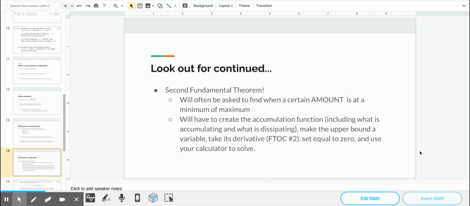The second fundamental theorem is going to come into play here. Whenever we are creating or dealing with an accumulation function, and again, an accumulation function is an integral with an upper bound that is a variable, usually x, we're almost always going to have to take the derivative of that at some point in time. And typically how we're asked to do that is to find a minimum or a maximum amount. And so I know the amount is found by creating that accumulation function. And then minimums or maximums are found by taking the derivative of that function and setting that derivative equal to 0. So that will come into play throughout this last part of this unit. We'll talk a little bit more about that. I'm happy to answer questions as they come up.